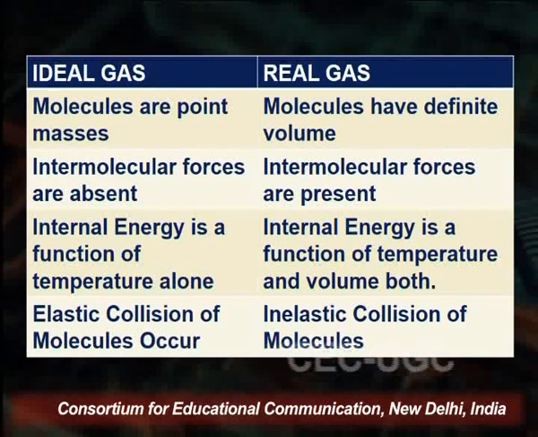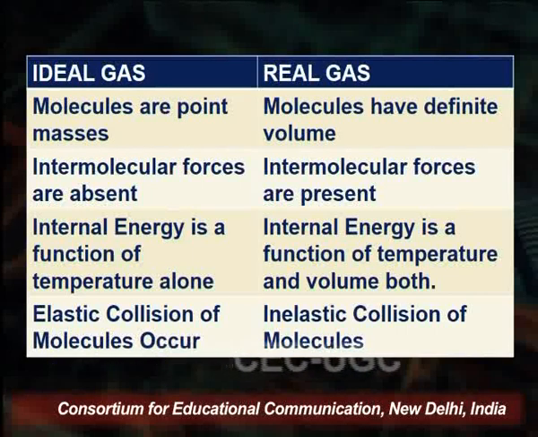In ideal gases, molecules are considered to be point masses, whereas in real gases, the molecules have finite volume. It means they have some size. In ideal gases, the intermolecular forces of attraction are totally absent. In real gases, the intermolecular forces are present. The internal energy of an ideal gas is a function of temperature alone. This is a very, very important difference between ideal gases and real gases. In real gases, the internal energy is a function of temperature and volume both.